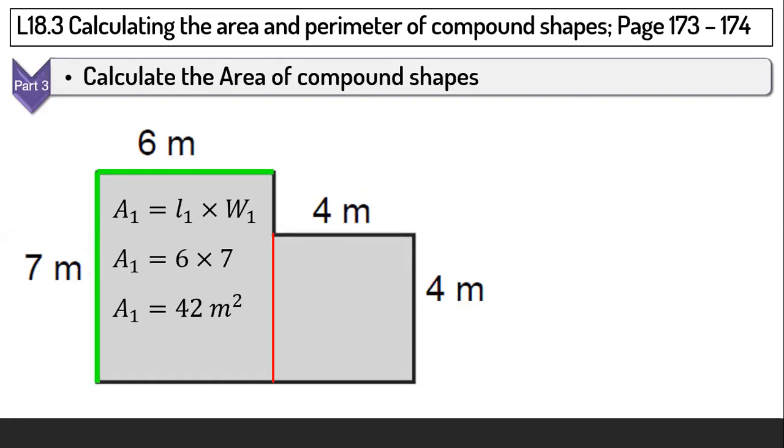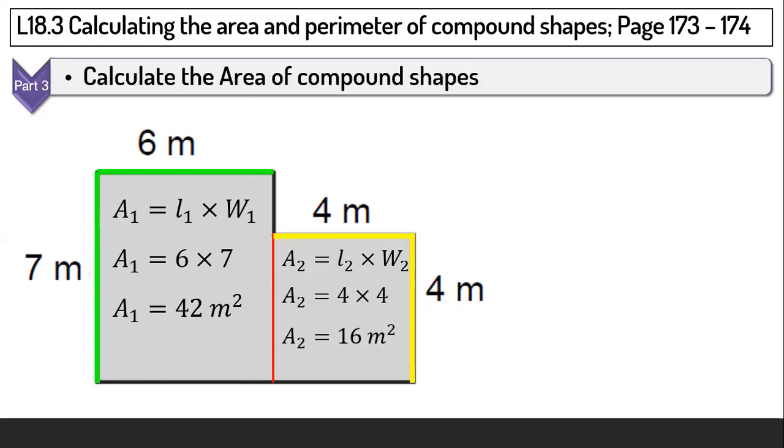The other shape, if you notice, it's not to scale, by the way. The two sides are 4, 4, which means it's a square. But I'm not going to assume that. So I'm going to say area 2, because this is the second shape. Area 2 is length 2 times width 2. This is the length. This is the width. So 4 by 4. And 4 by 4 will give you what? 16 meters square. Now, what will you do after that?